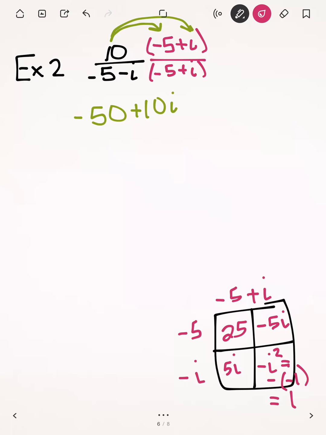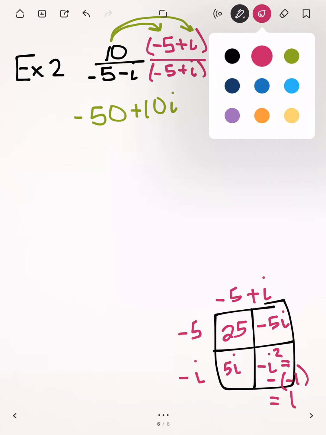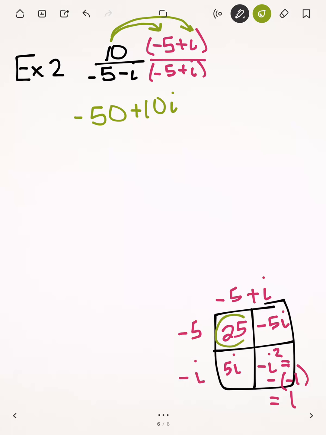So now I can combine my like terms. Okay, so my like terms, the 25 and the positive 1 give me 26. And then the negative 5i and the 5i cancel each other out. So I get 26 as my denominator.